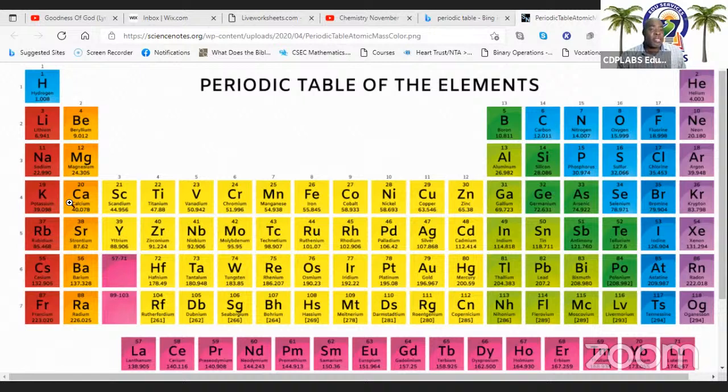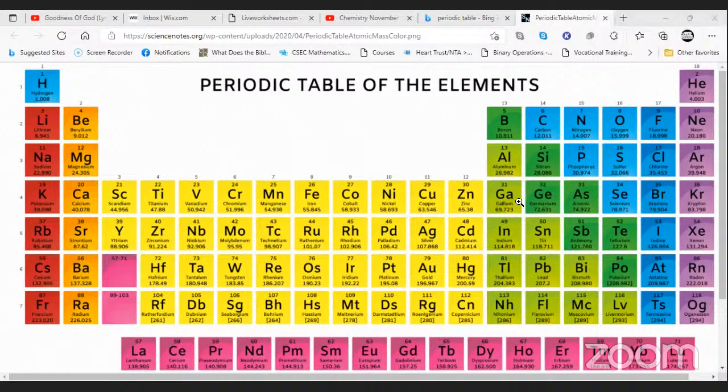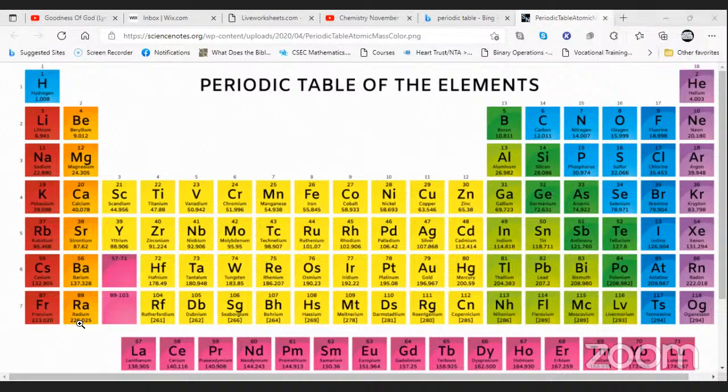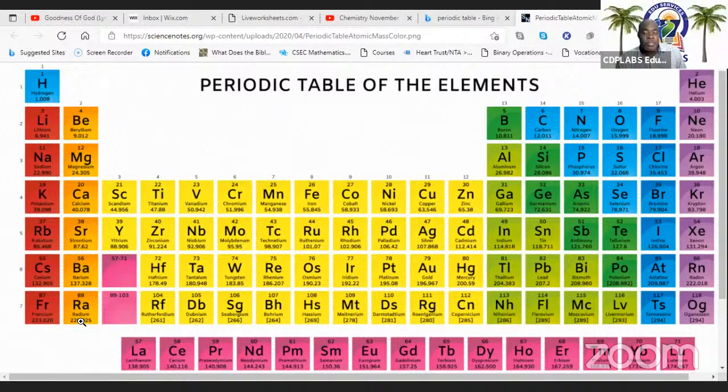However, calcium and magnesium are in different periods. So let's make note of it. The groups run vertically. The periods run horizontally. Got that? I am saying the groups run vertically. You got that, yes or no? Yes, sir.